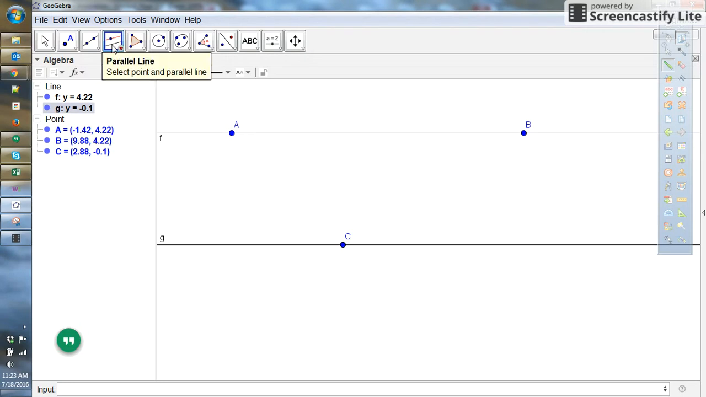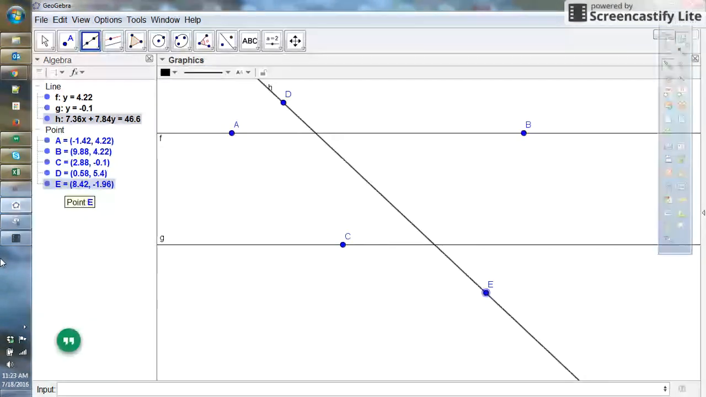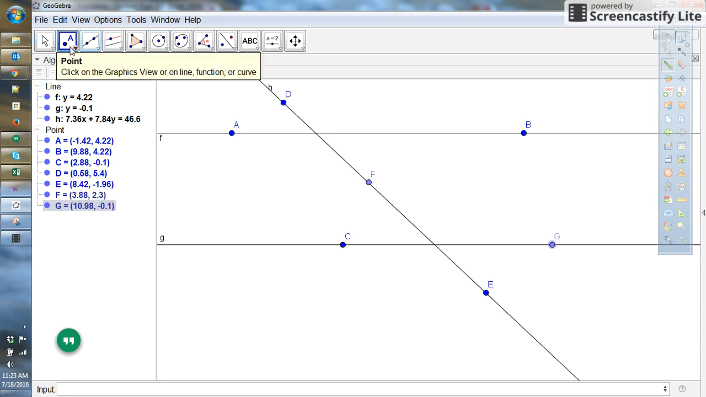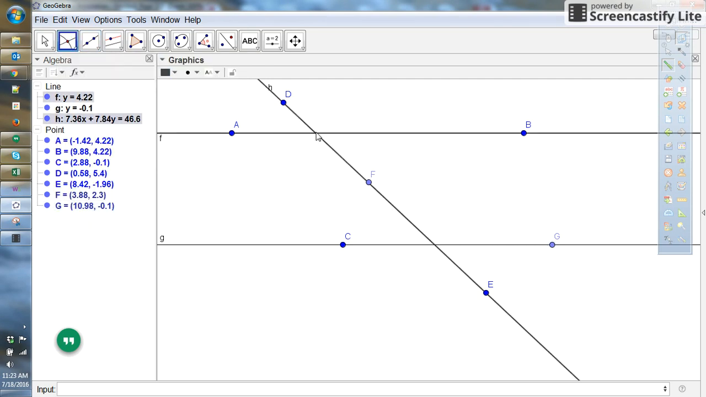So next I need a transversal, or a line to cut through these 2 parallel lines. It doesn't have to go through at any specific angle, so I'm just going to quickly draw up a transversal. And they labeled it line H for me. Okay, I'm going to draw a couple more points on here because I'm going to draw angles, so it'll make it easier for me. I'm going to put one here, here, and I'm going to mark my intersections. With my point tool, I'll hit the down menu and then find where it says intersect, and I'll mark those intersections.